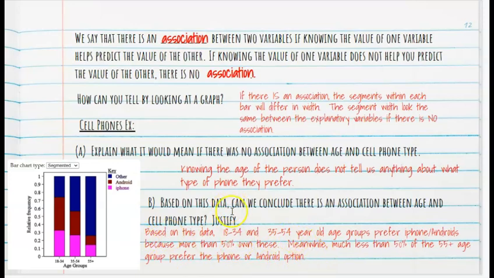And so when you see that there's an association, you don't just say yes, there's association, or no, there's not. If it's a yes, then you need to give specifics and give some percentages based on your segmented bar chart, making comparisons between the explanatory variables like I've done here.